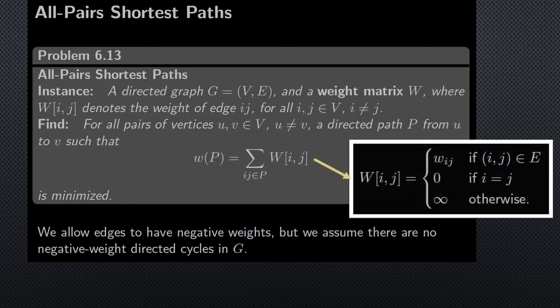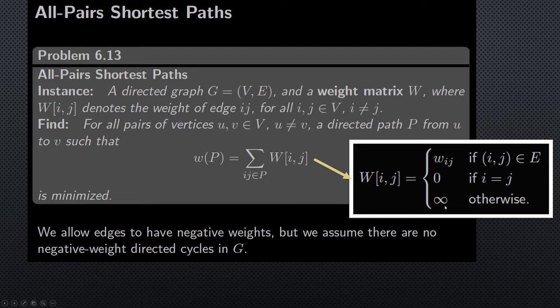The weight W of ij is defined for every pair of nodes i and j. If ij is actually an edge in E, then this capital W of ij is just the weight of that edge from i to j. Now if i equals j, then W of ij is W of ii, the weight of the edge from a node to itself. We just say that every node has a self edge of weight 0. You can get from yourself to yourself with 0 cost.